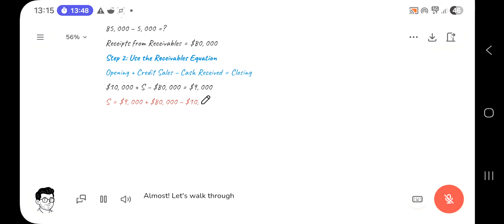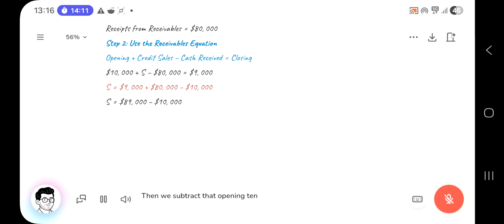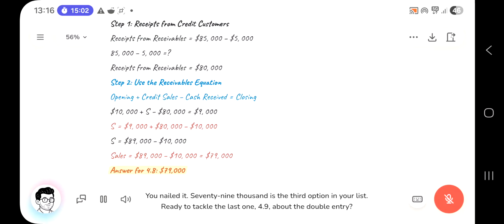Almost. Let's walk through the algebra slowly. We want to get that sales number S by itself. If we move the $80,000 over to the other side, we have to add it to the 9,000. That gives us 89,000. Then we subtract that opening 10,000. So what's 89,000 minus 10,000? 0.9. About the double entry?